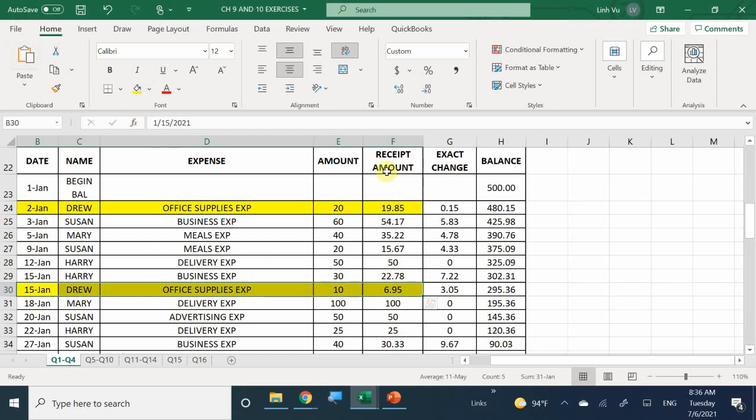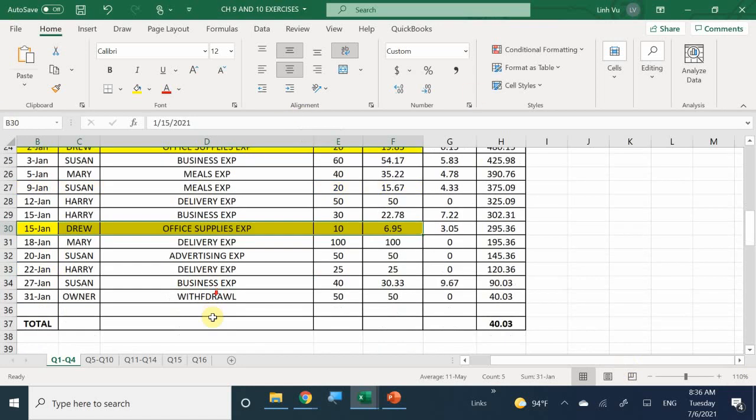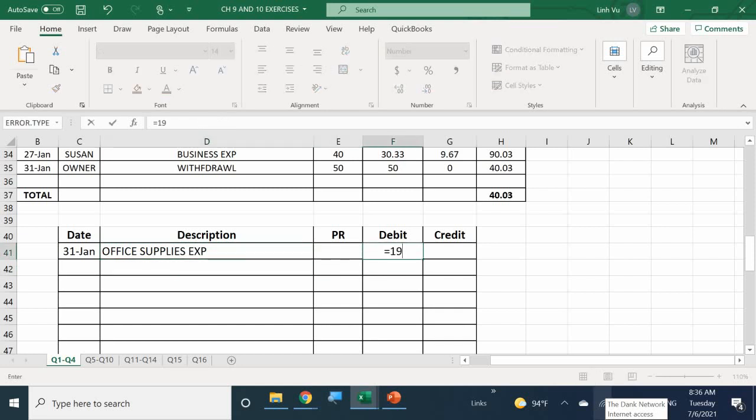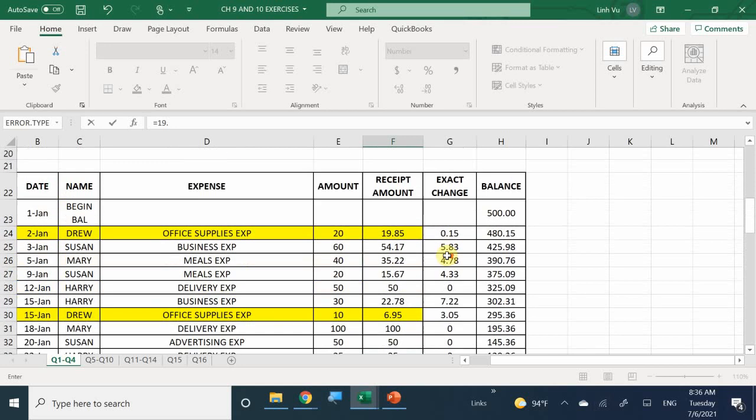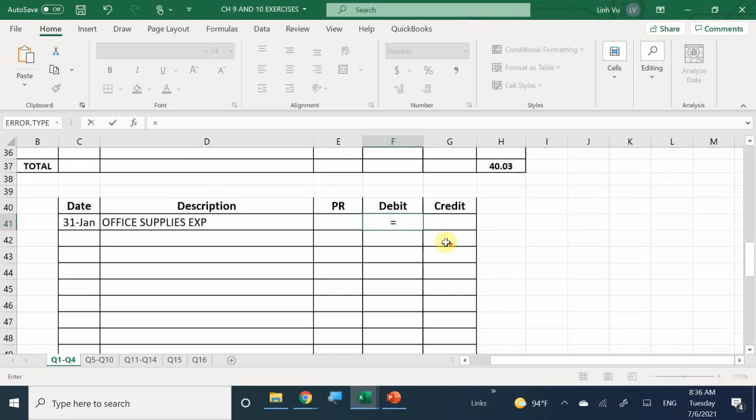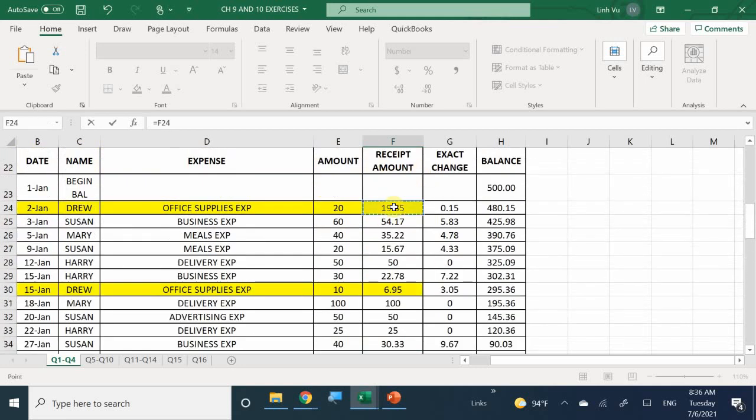26.80. Okay, so 19.85 plus $6.95 for office supplies expense. Since I have Excel, I'm just going to go ahead and cell reference this. Okay. Good.